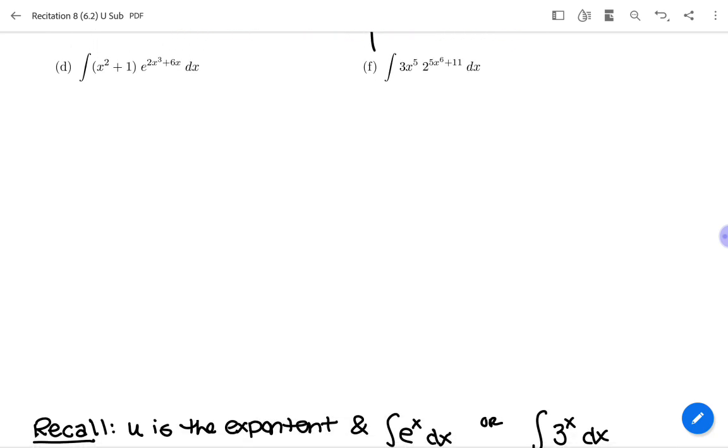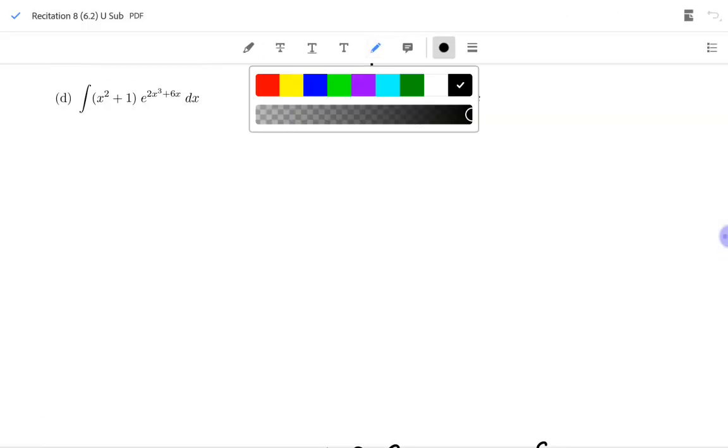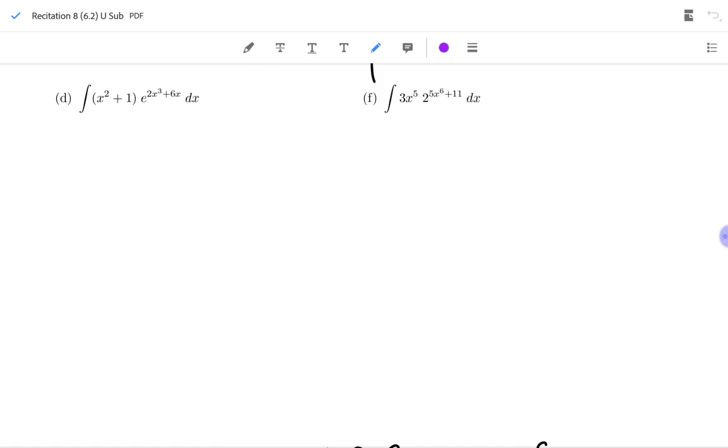But I'm going to go back up here, and I am going to look at this first exponential. So u is going to be the exponent. So I have x squared plus 1 times e to the 2x cubed plus 6x. So u is going to be the exponent. That's what's getting manipulated. We're raising it from base e, so it completely changes the number it was. So u is going to be 2x cubed plus 6x. The derivative of that is going to be 6x squared plus 6. And we need to multiply by dx.